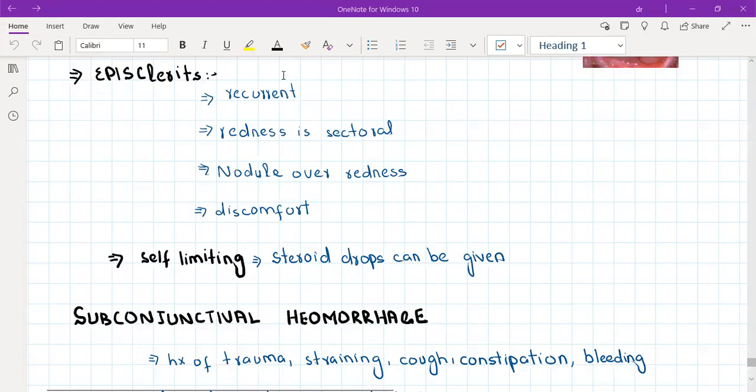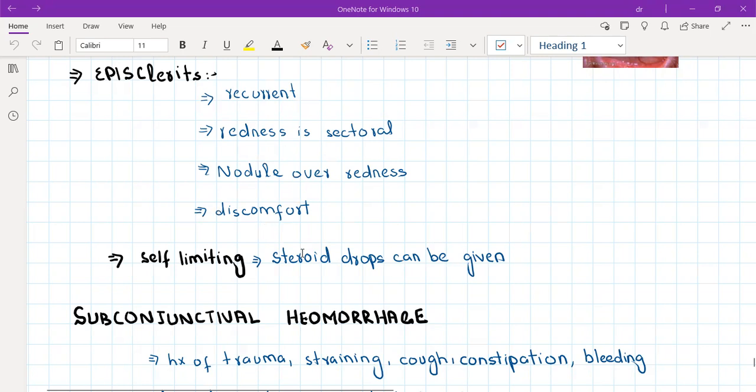So episcleritis is the inflammation of the episclera. It is recurrent, and the redness is sectoral, as I already showed you. There is some nodule over the redness. There is no pain, there is some discomfort only. It's basically a self-limiting disease. You don't need to do anything about it.